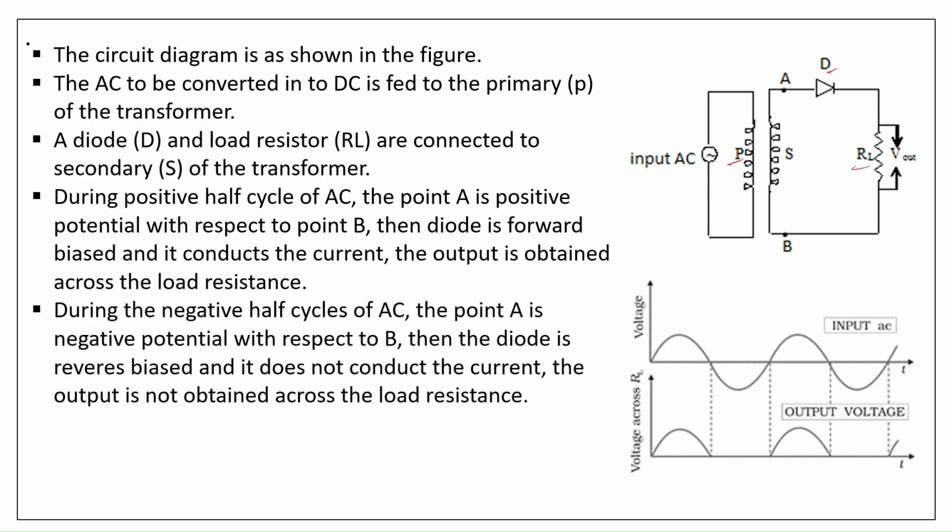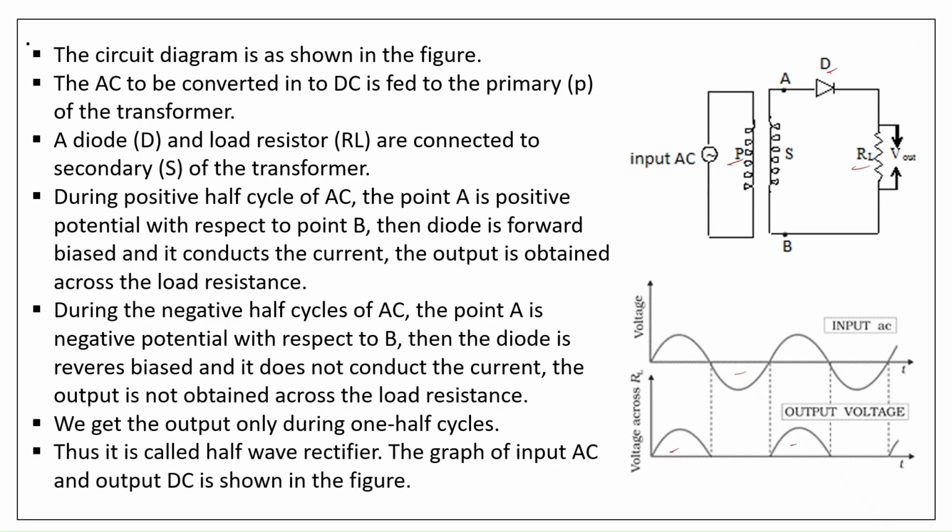During the negative half cycles of AC, the point A is at negative potential with respect to B, then the diode is reverse biased and it does not conduct the current. The output is not obtained across the load resistance. We get the output only during one half cycle. Thus it is called half-wave rectifier. The graph of input AC and output DC is shown in the figure.